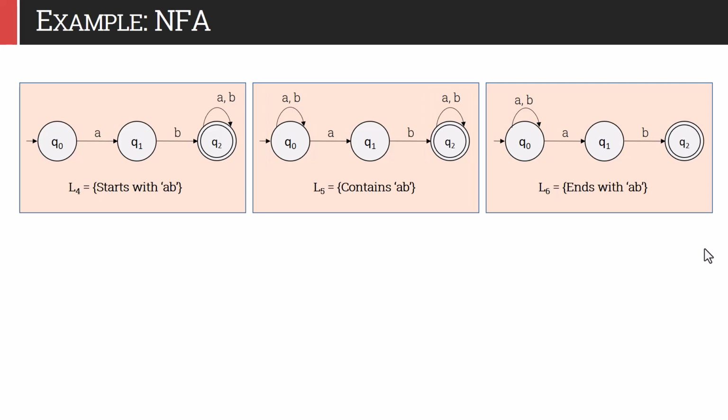And L6 is all the strings which end with AB. Once we read AB and go to the final state, we don't have to read anything. But before that we can read any combination of A and B. So this would be the finite automaton, the desired NFA.